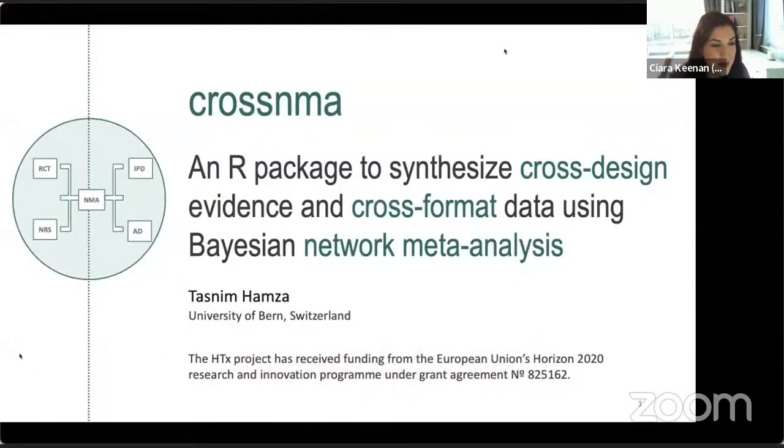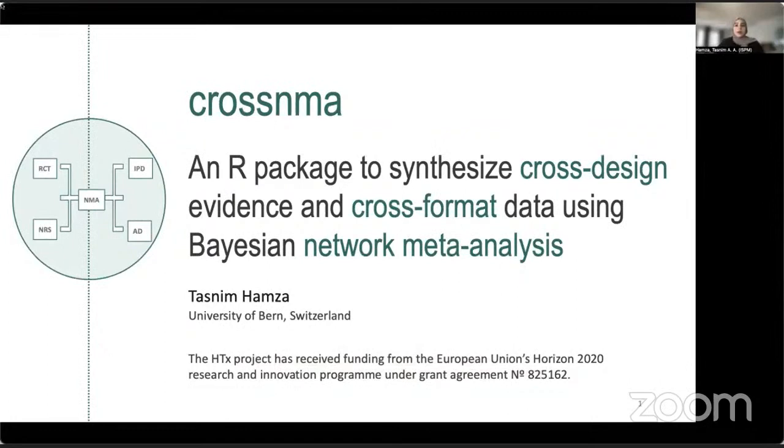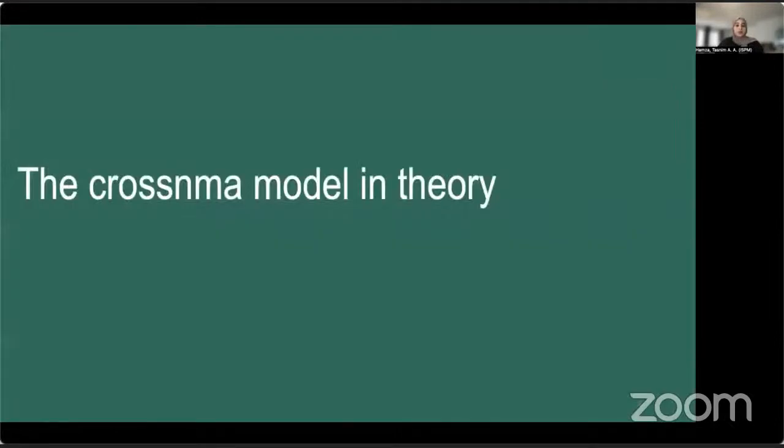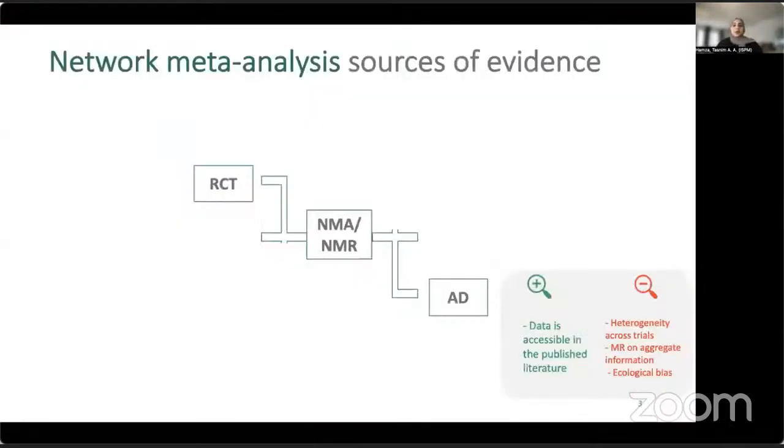Today, I'm going to talk to you about cross-NMA. It's a new R package to synthesize cross-design evidence and cross-format data using Bayesian network meta-analysis. So standard network meta-analysis synthesizes aggregate data from randomized clinical trials because it is easily accessible from the published literature. However, heterogeneity may be present across these trials, and we include participant covariates or effect modifiers as aggregate information to explain some of this heterogeneity.